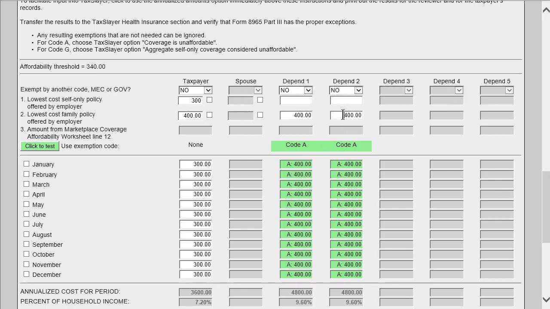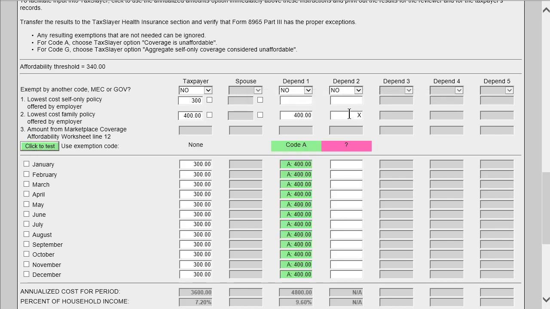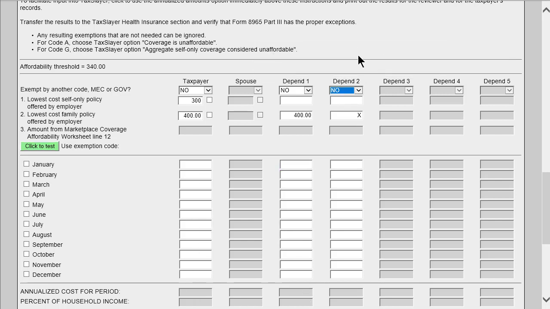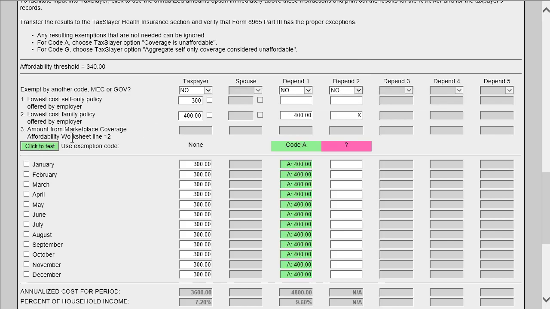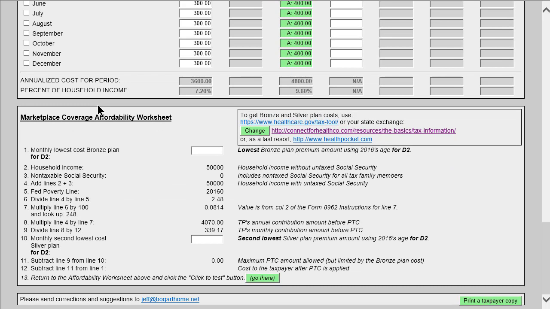If one of these folks, for instance, it was not included, maybe it's grandma that's living with you, then you put an X in their box, and that prevents the family policy from filling that box in. And then when you do the click to test, you don't know what's going on with grandma. If that was a family member that had no insurance and was not covered in the family plan, then we do need to go and test. So what we would do, we would go down to our Marketplace Coverage Affordability Worksheet.